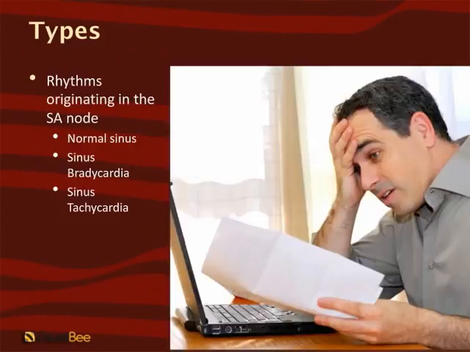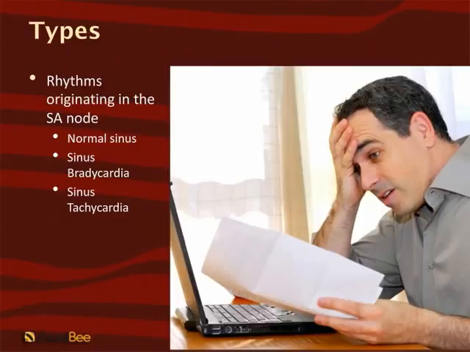So we're going to go ahead and talk about ECG rhythms that originate in the SA node. So what do I mean by that? I mean a rhythm that actually takes the normal conduction pathway because it begins from the SA node. Any rhythm that begins in the SA node will have a P wave because the P wave represents the conduction from the SA node down to the AV node.